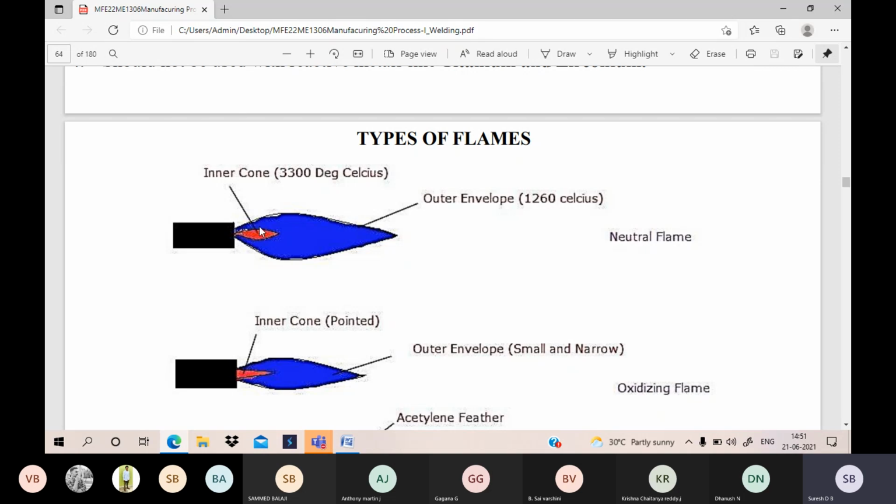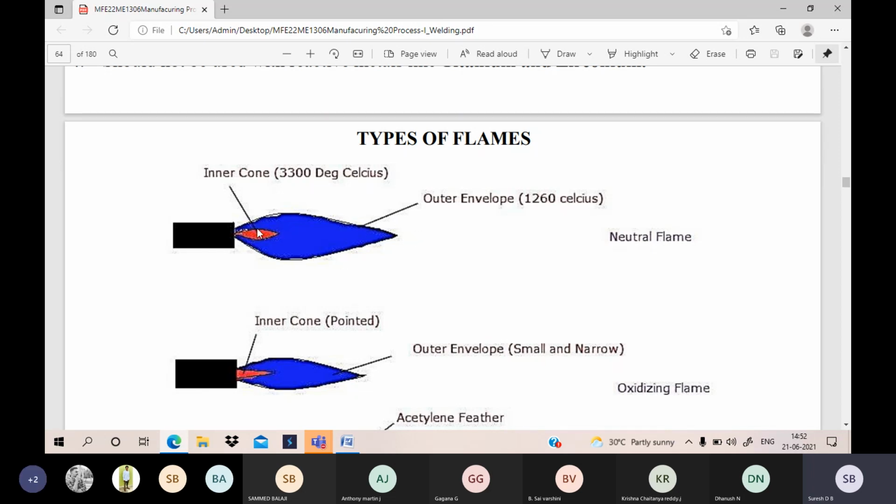Once the gas completely burns, exactly at the center of the nozzle is the red inner cone, and its temperature is 3300 degrees Celsius. Surrounding the inner cone, one more color is there, the blue color. Its temperature is around 1260 degrees Celsius. That part of the flame is called the outer envelope.